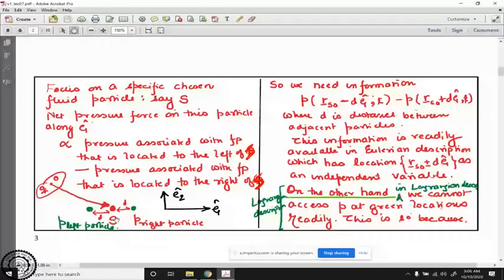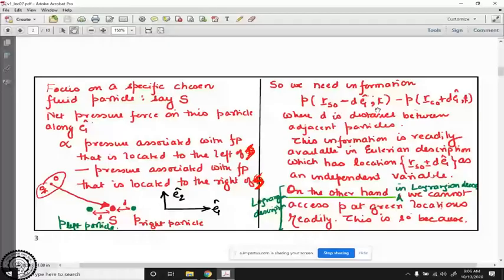So if I try to cast this in terms of dependent and independent variables, this is the information we need to get force acting on S. What is this? We need pressure value at RSO. So RSO is the position vector of the fluid particle for which I'm trying to find force. I'm trying to write a governing equation. So RSO minus dE1 comma T.